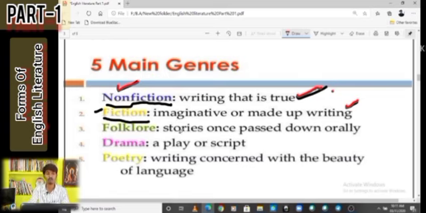The next one, folklore. Stories once passed down orally, not in a written form, orally, right? Which is not in a written form. The story which is passed down. My grandfather told me some stories which are not in any text or any written form. So he told me those stories orally, and now I can recall them. That is what we call folklore, right? The stories should not be in a written form; they must be passed on orally.